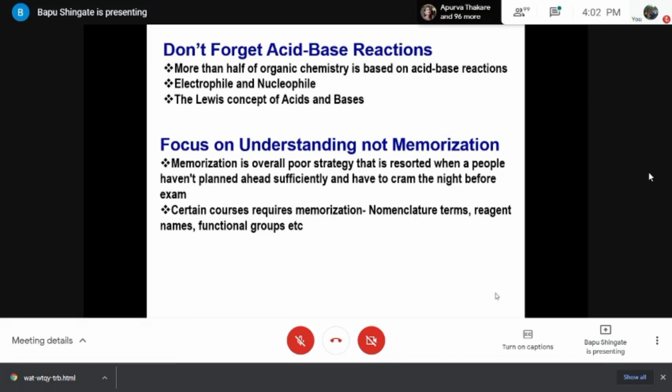How many things will you memorize? In alkanes, n number of compounds are there. In aromatic systems, if you take the example of aromatic carboxylic acids, n number of them are there. How will you memorize those things? That's why memorization is overall a poor strategy. It is resorted to when people haven't planned ahead sufficiently and cram the night before the exam. In Marathi we can call this patantar. Many people are doing patantar of organic chemistry, even teachers, and then they discuss it in front of the students.